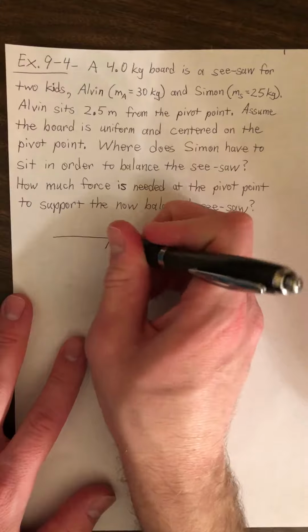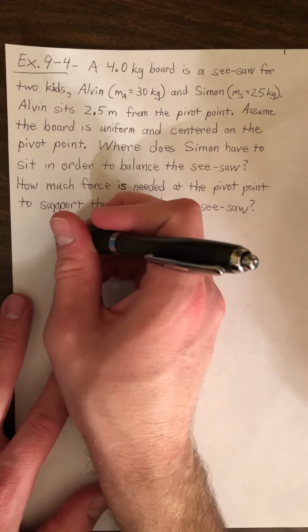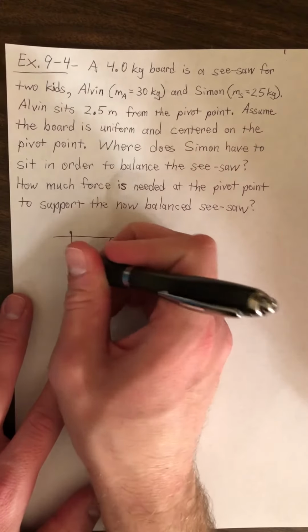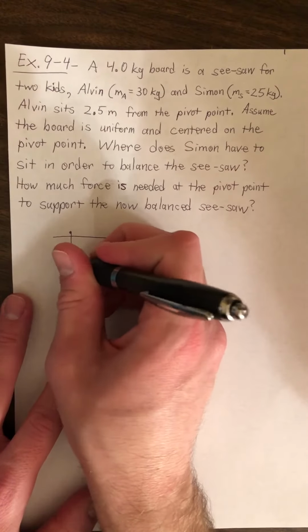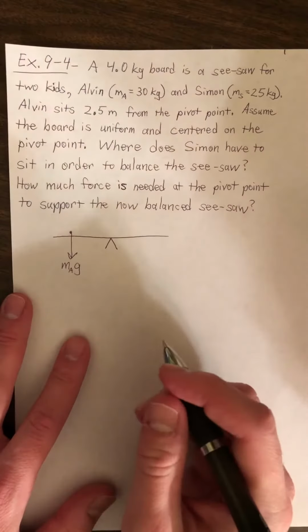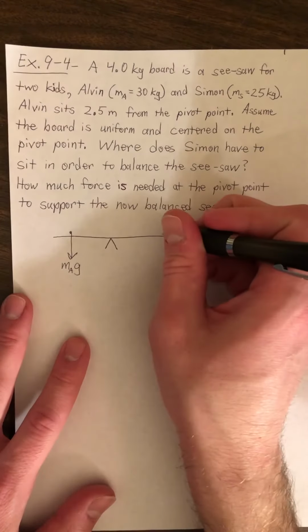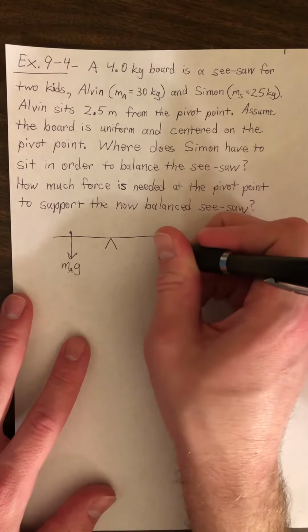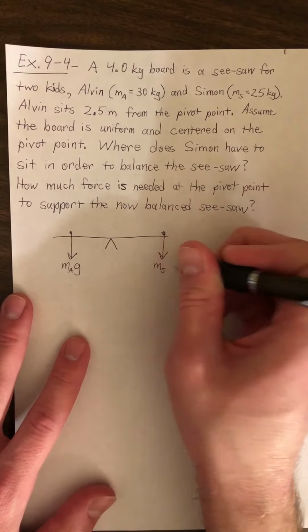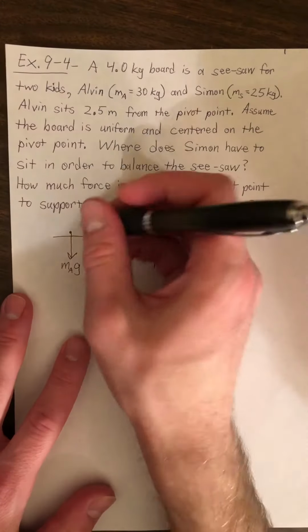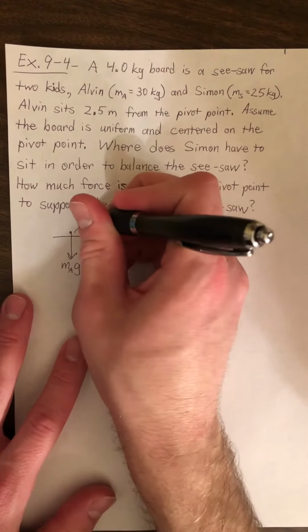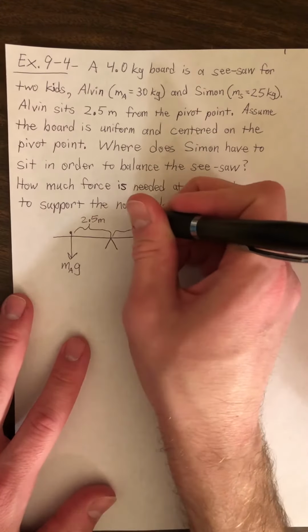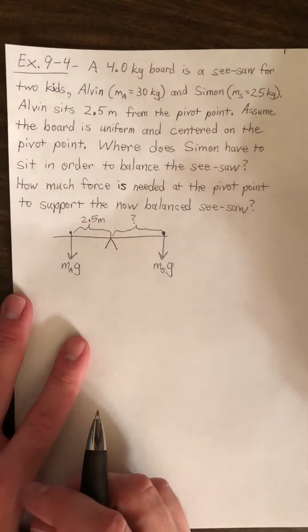And the picture does help a little bit with understanding what's going on. So we have Alvin sitting on one side. We'll say he's over here. So this would be the mass of Alvin times g. That would be your force acting there, his weight. Somewhere over here is going to be Simon, so we'll say m_S for the mass of Simon times g. And we know that Alvin sits 2.5 meters from the middle. Where does Simon have to sit in order to balance everything out?